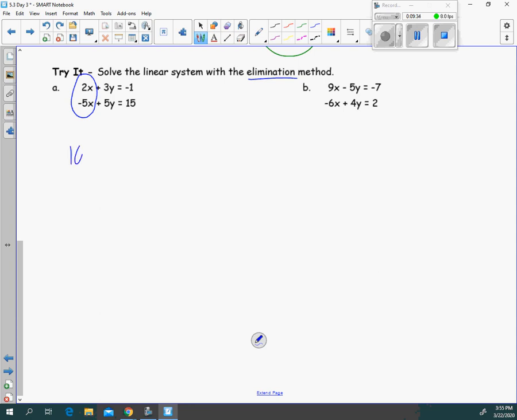How about 10x and negative 10x? Right? That would be a right answer. What would the opposites be on this one? On the green? 15y and 15y. Well, one of those has to be negative, right? It wouldn't matter which one, but one of those would have to be negative.